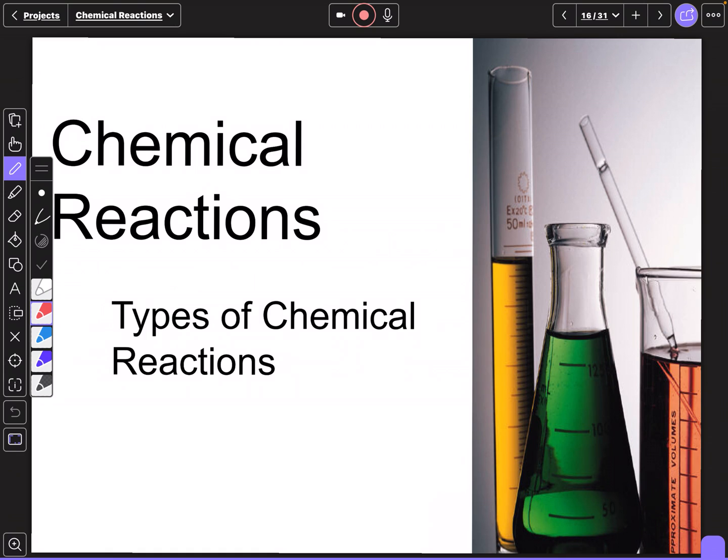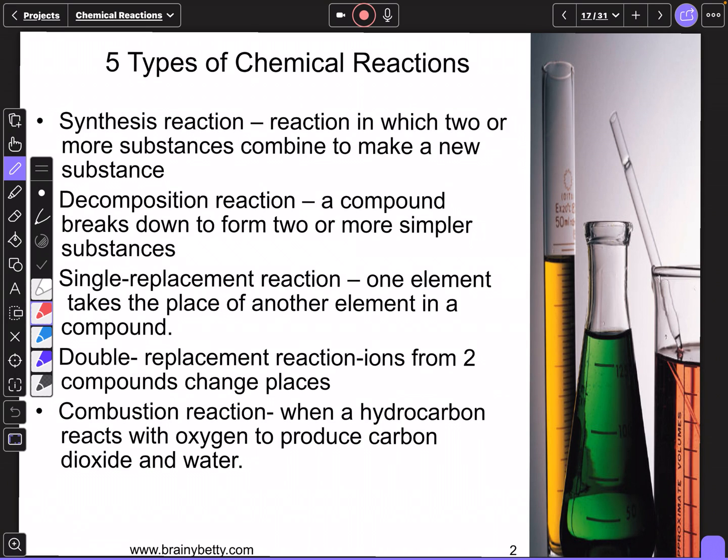And this is the new material. We're talking about types of chemical reactions. Now there are 5 types. We have a synthesis reaction, a reaction in which 2 or more substances combine to make a new substance. A decomposition reaction is when a compound breaks down to form 2 or more simpler substances. In a single replacement reaction, one element takes the place of another element in a compound. Single replacement could also be called single displacement. So if you see displacement, it means the same thing.